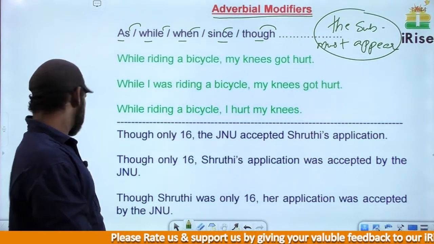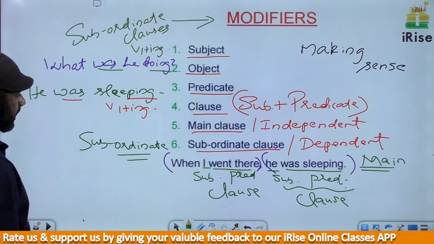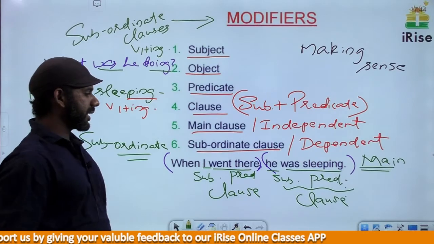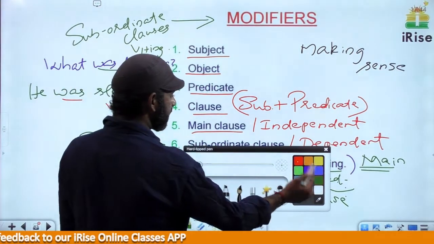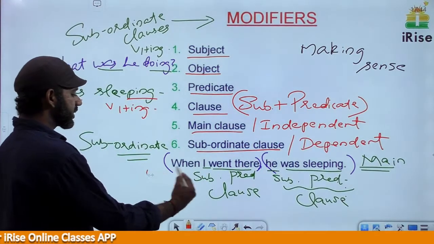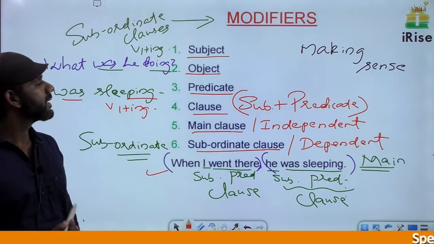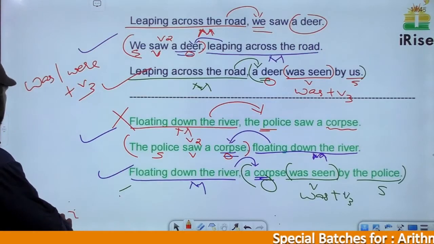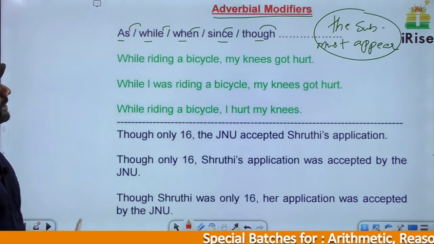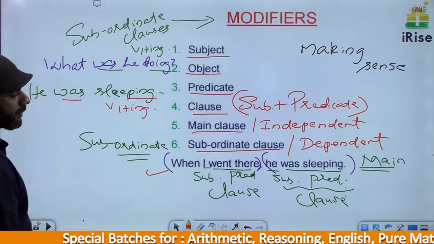Now, at the beginning, I went for a statement like: when I went there, he was sleeping. When I went there, he was sleeping. I say that this sentence is grammatically correct and it makes sense. Come to the list of adverbial modifiers: as, while, when, since, though, etc.